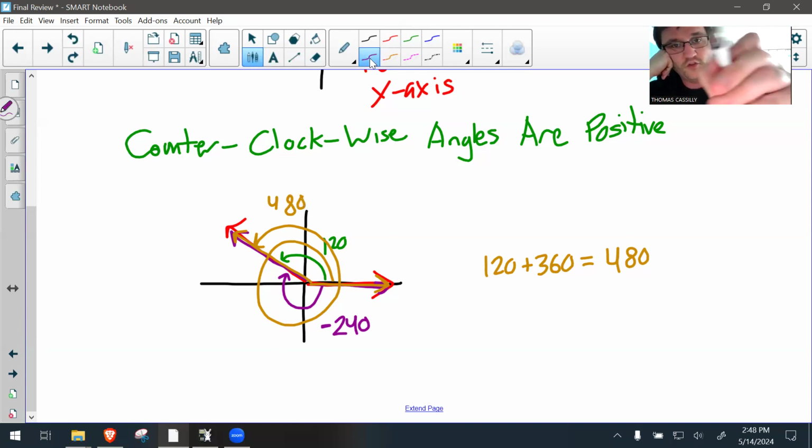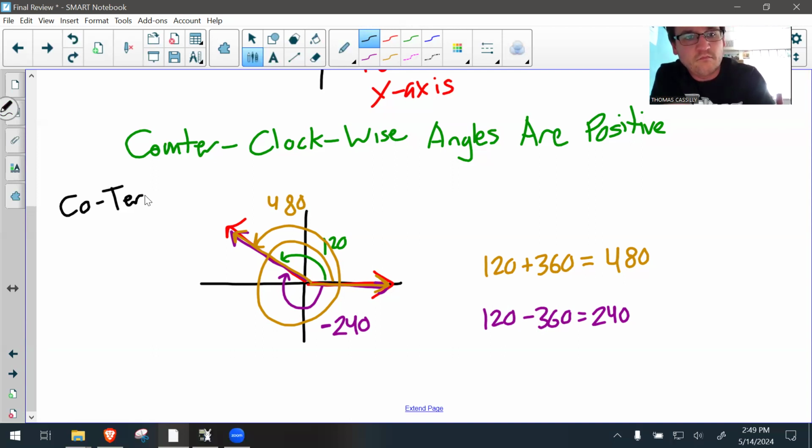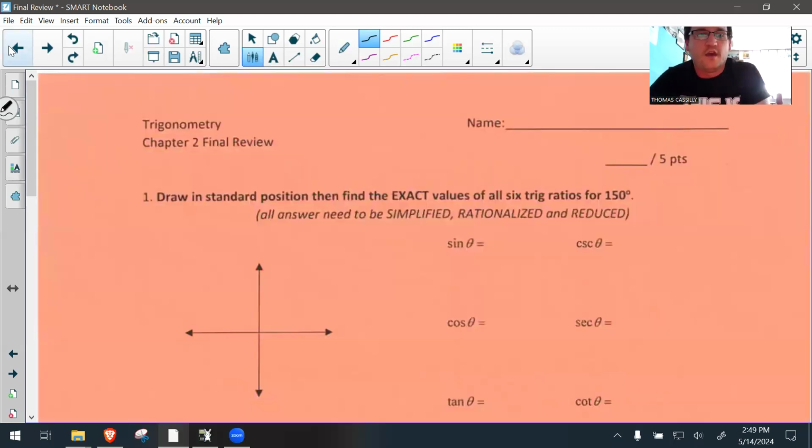To figure out a coterminal angle, all you have to do is subtract 360 from the original angle. If I take 120 and subtract 360 from it, I get that negative 240. They end at the same exact spot. That's what we call coterminal angles. Remember, co is kind of like, I think it's Latin for with or the same, so it ends in the same spot. They're probably going to ask us for that in this section.